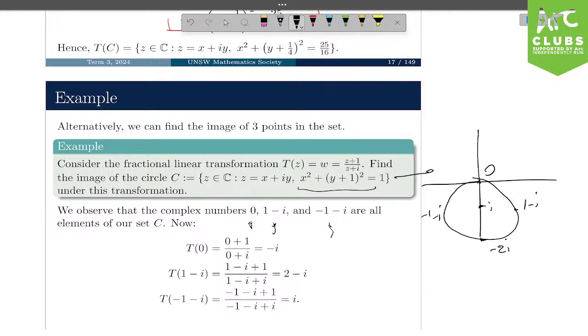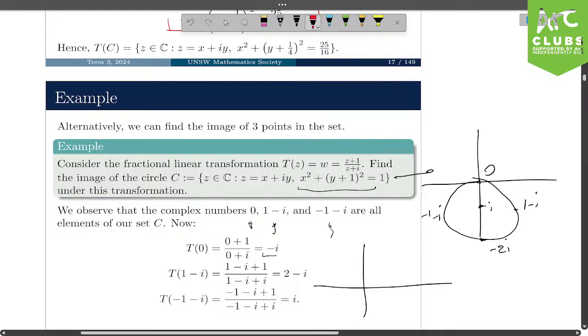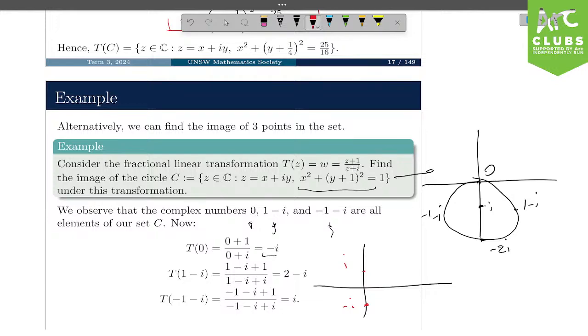So where does 0 map to? We just put it in. It's minus i. Where does 1 minus i map to? It's 2 minus i. And where does minus 1 minus i map to? It maps to i. So what would this look like? If we draw this, the points map to minus i, to i, and to 2 minus i. And we can observe that they all lie on the circle with center 1 and radius root 2, since the distance between all of these is root 2.